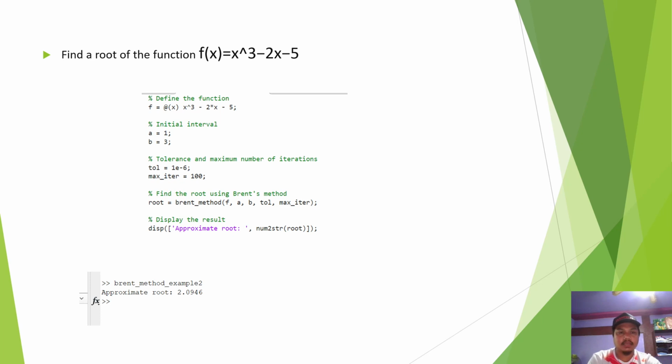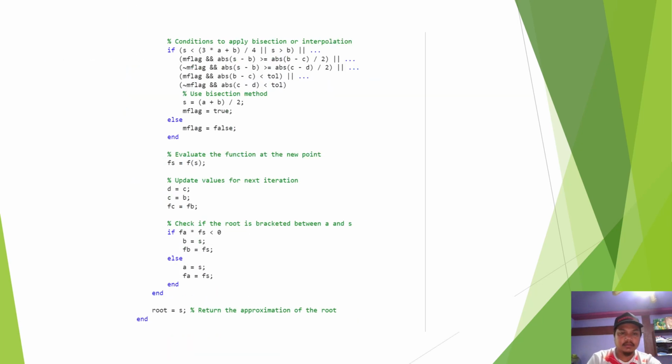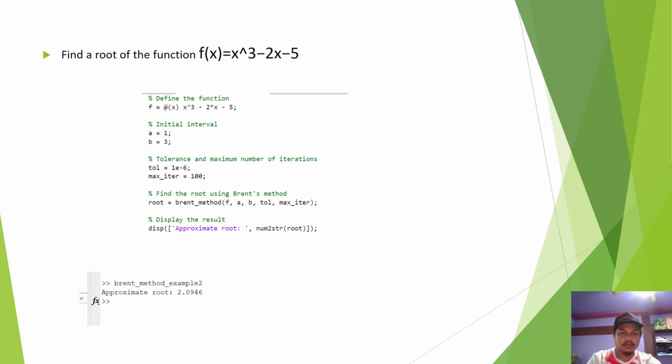So, kita na to define the function. Initial interval a equals to 1, b equals to 3. Naput siya tolerance and maximum number of iterations. Find the root using Brent's method katong atong gi-input kaniha nga code. Mao din na yang gamiton. So display the result. So ang yatag niya sa tuwa is approximate root 2.0946.